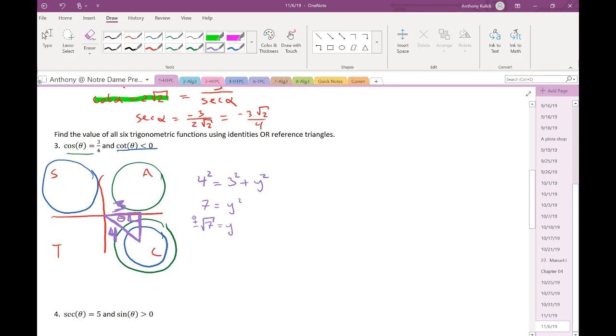So I get that. Now, is this 7 positive or negative? Or square root 7 positive or negative? Negative, because it's in the fourth quadrant. Right? That y coordinate is below the x-axis.